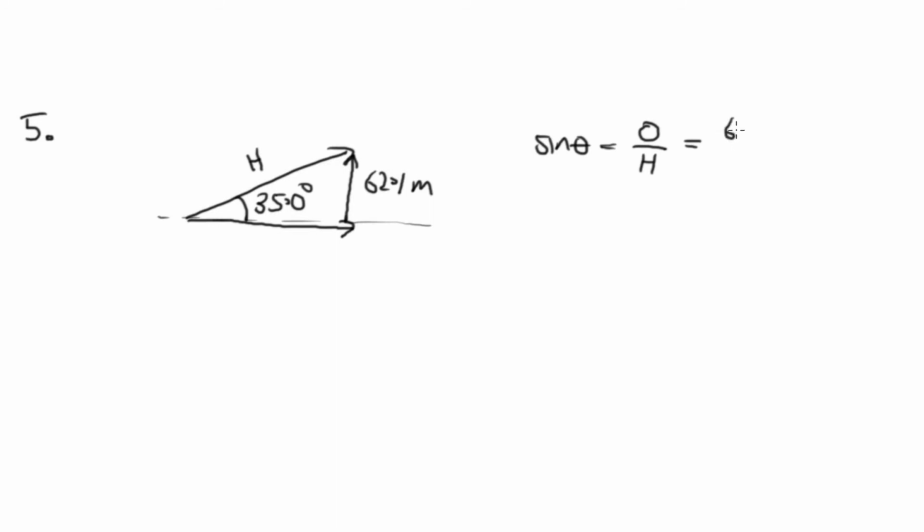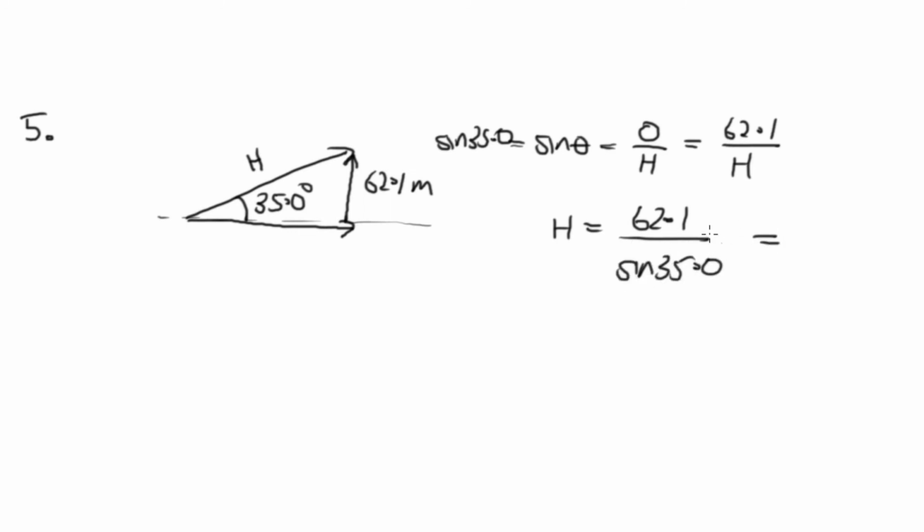The opposite side is 62.1. The hypotenuse is what we're trying to find, but we do know theta, so we can write, well, this is sine 35.0. So rearranging this, the hypotenuse is equal to 62.1 divided by sine 35.0. And then solving that on the calculator, we end up with 108 meters. So that's the answer to that problem.